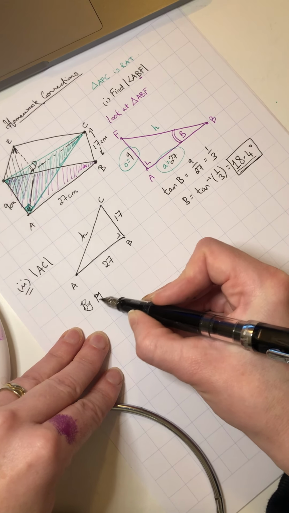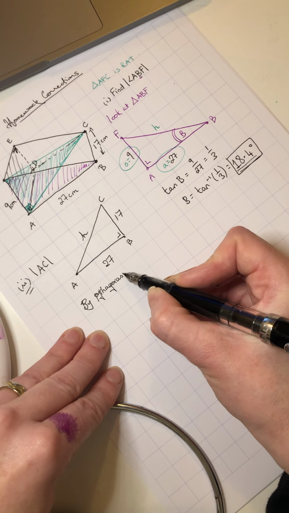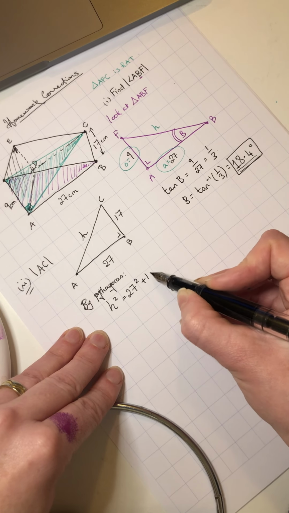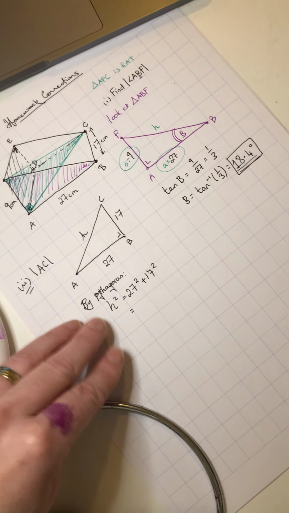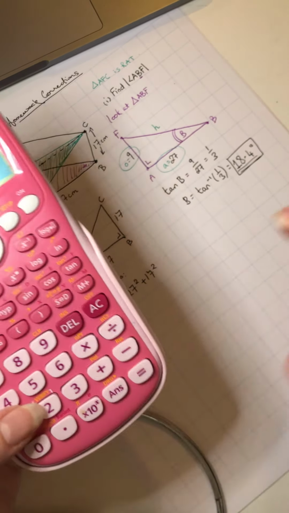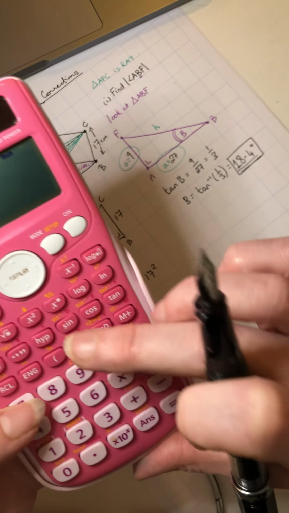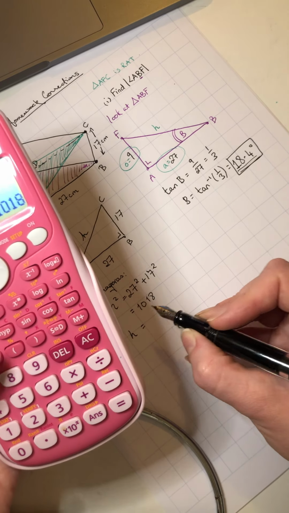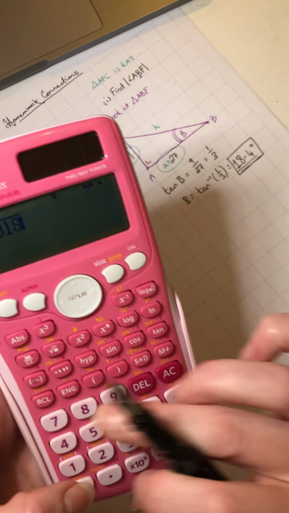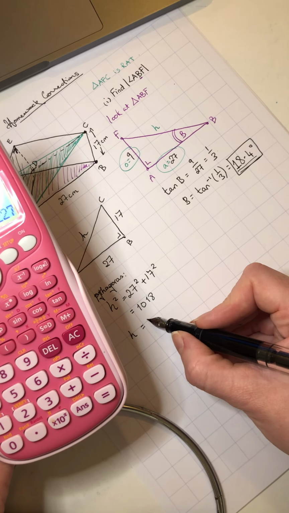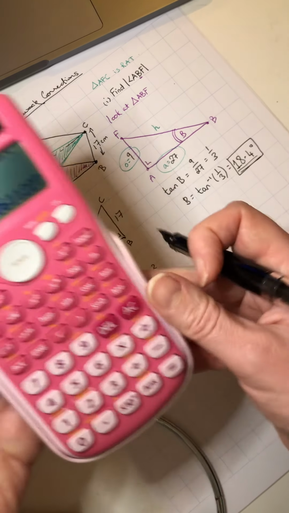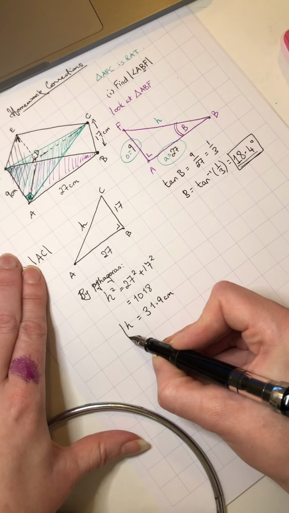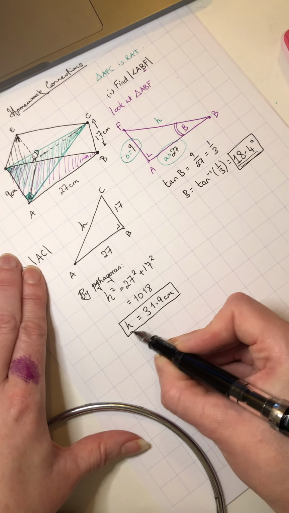So by Pythagoras, we know that h squared is equal to 27 squared plus 17 squared. And that's going to give me 1018. So h is the square root of 1018, and that to 1 decimal place is 31.9. Move this out of the way, sorry. 31.9 centimetres. That's the answer to part 2.